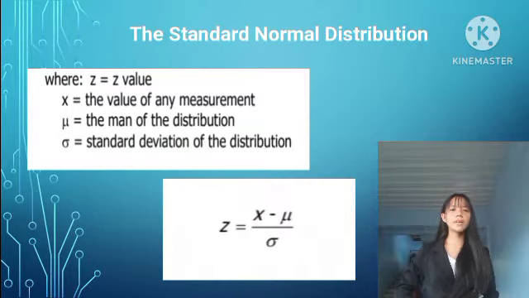The standard normal distribution. Any normal distribution can be converted into the standard normal distribution by solving for the z value. And the z value can be obtained by the following formula. z is equal to the value of any measurement minus the mean of the distribution over the standard deviation of the distribution.